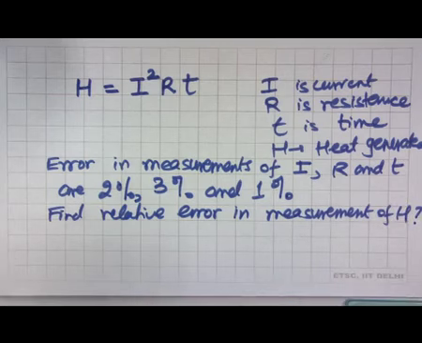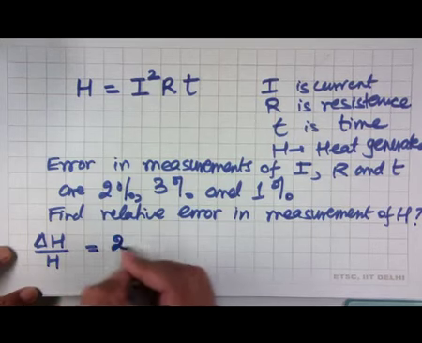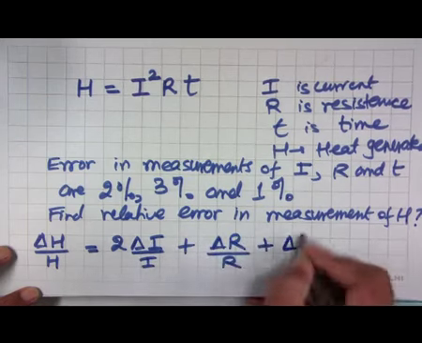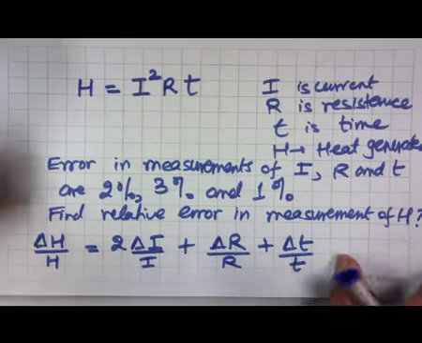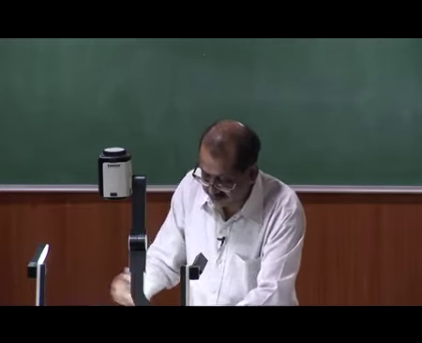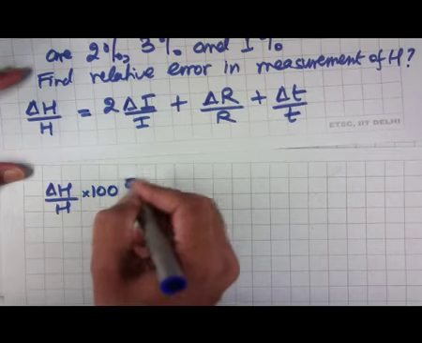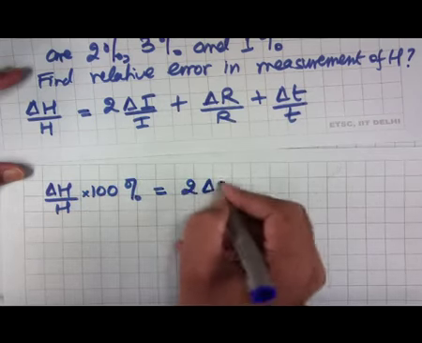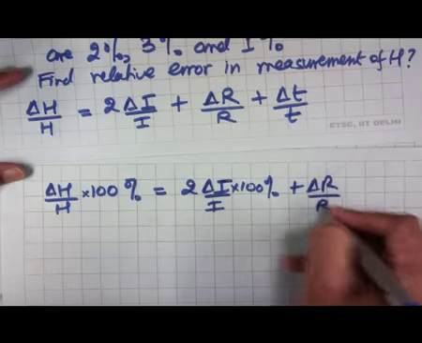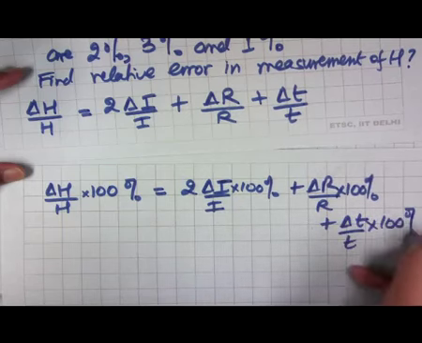So, then we will go by the formula: delta H by H is equal to, now this is I square, so it will be 2 times delta I by I plus delta R by R plus delta T by T. And if we express each of them as a percentage, because they are given as percentages, we multiply by 100. So, it will be 2 delta I by I into 100% plus delta R by R into 100% plus delta T by T into 100%. Now, these are given to us.